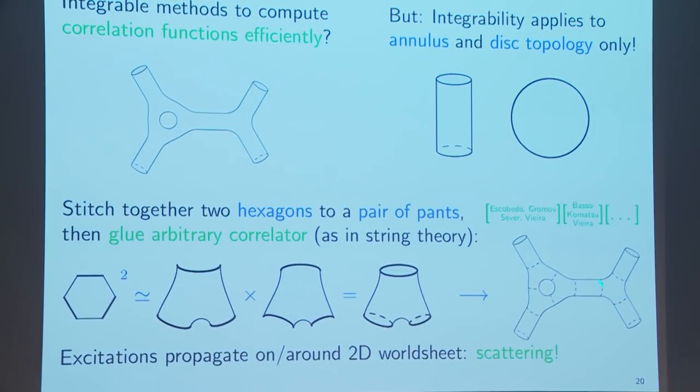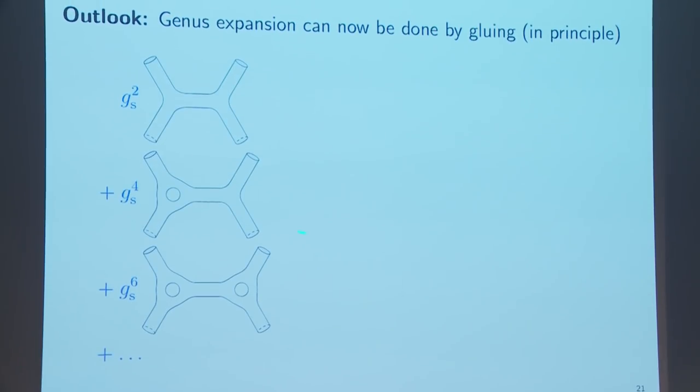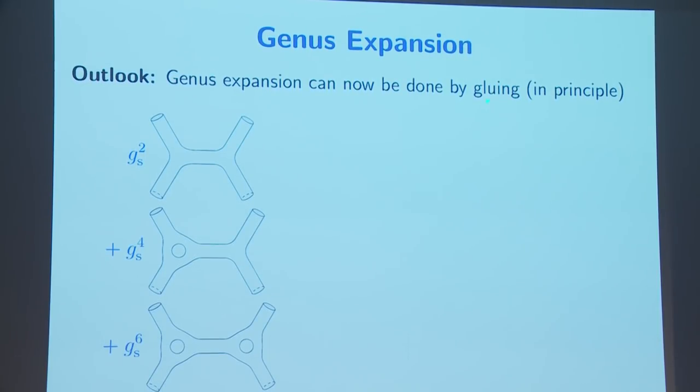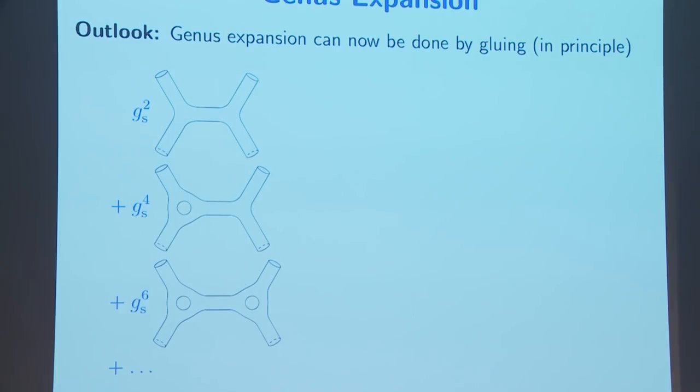Any genus expansion, if you've ever tried it, is a difficult thing to do. But at least the promise in this approach is that you can understand these patches at finite coupling strength, at finite lambda. So that at least gives you some hope of computing these correlation functions at finite coupling strength. And then in principle, you can do a genus expansion, or you hope that someday one can do it. It might just be difficult in practice, but by gluing together these things, you can get more and more complicated Riemann surfaces that give you higher genus corrections.